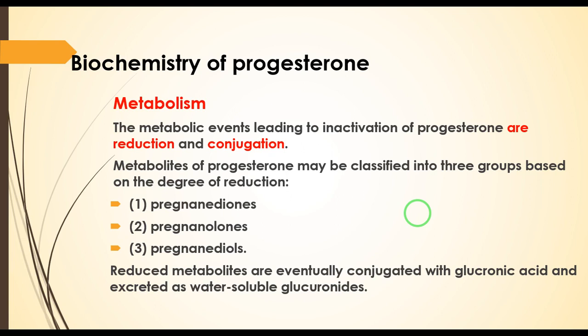We have many classes of progesterone metabolites, such as pregnenolone. These metabolites later on will bind with glucuronic acid and be excreted in the urine. So this is the metabolism of progesterone.